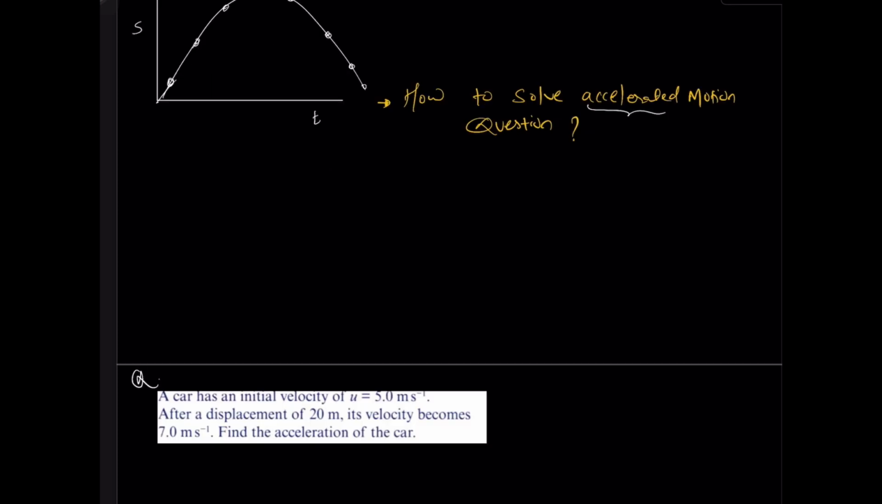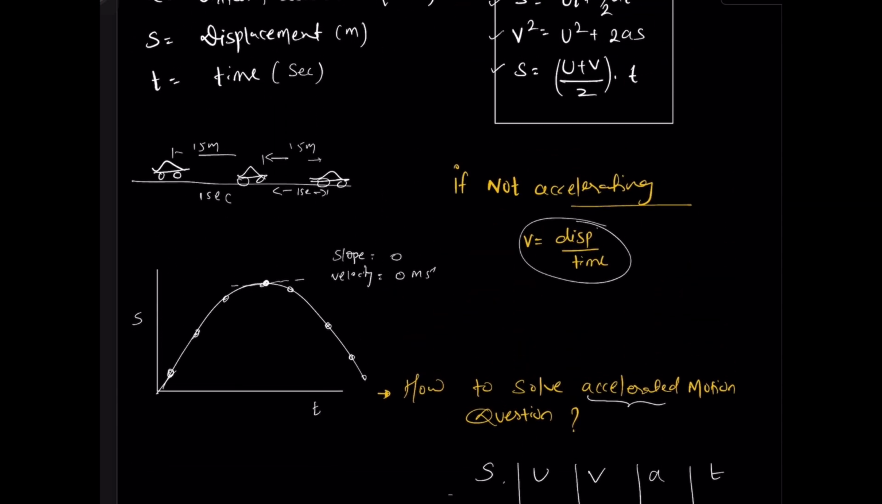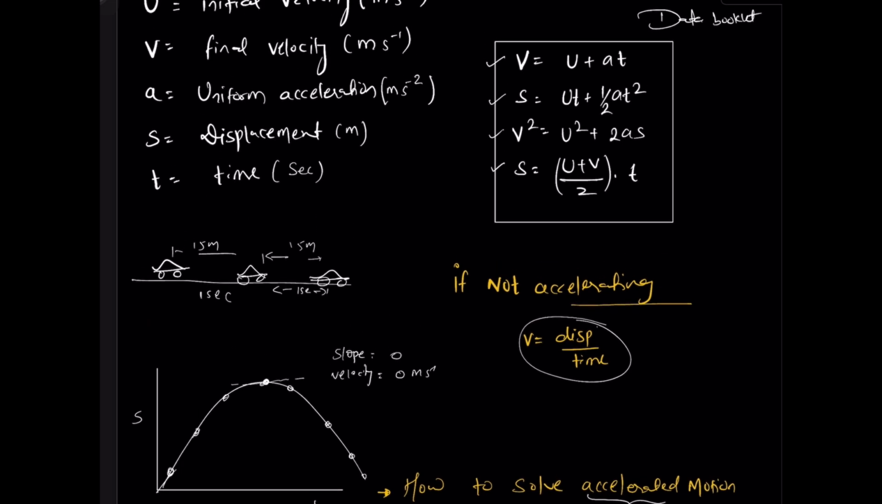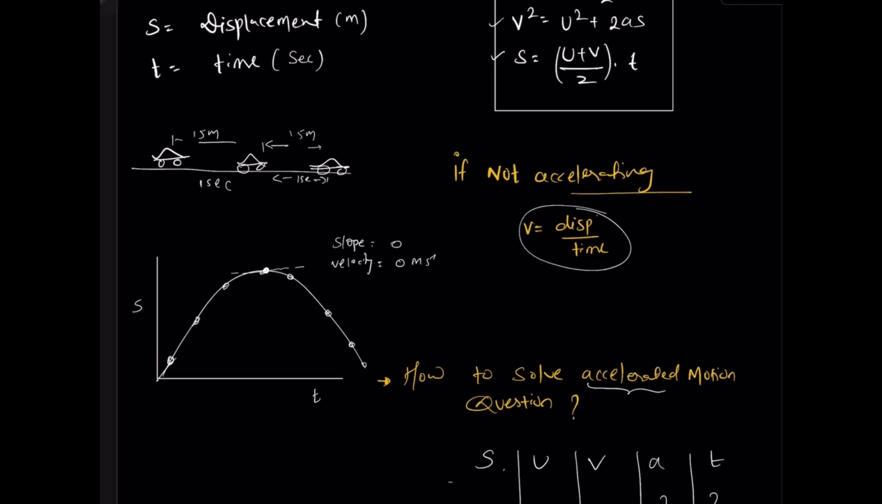I'll always write down S U V A T, and I read the question and figure out what variables are given in the question. If a variable has been given, I write it down. If the variable is unknown, I mark it with a question mark. In order to solve accelerated motion, you need to have at least three variables known. And even if two variables are unknown, you can still solve using this set of equations.